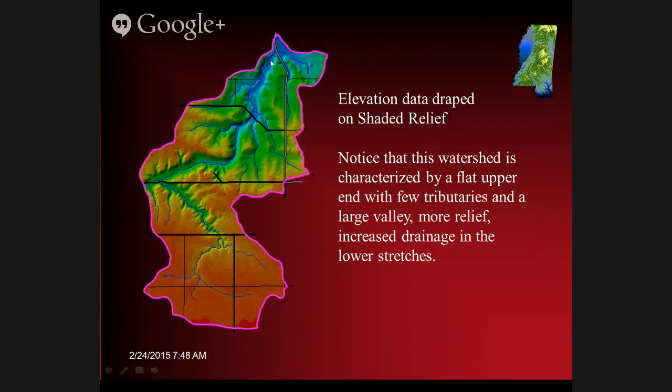We can also see some other interesting things about this particular watershed. The upper reaches of the watershed are characterized by lower slopes, and the lower reaches of the watershed have higher slopes, and that will affect modeling water off of that area.